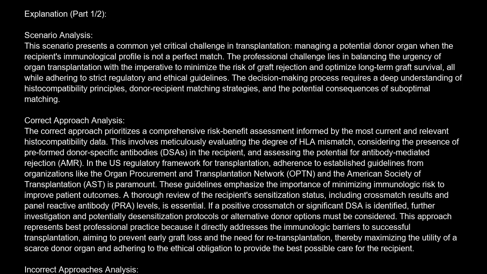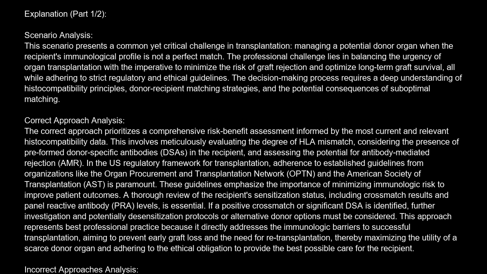Scenario analysis. This scenario presents a common yet critical challenge in transplantation: managing a potential donor organ when the recipient's immunological profile is not a perfect match. The professional challenge lies in balancing the urgency of organ transplantation with the imperative to minimize the risk of graft rejection and optimize long-term graft survival, all while adhering to strict regulatory and ethical guidelines. The decision-making process requires a deep understanding of histocompatibility principles, donor-recipient matching strategies, and the potential consequences of suboptimal matching.